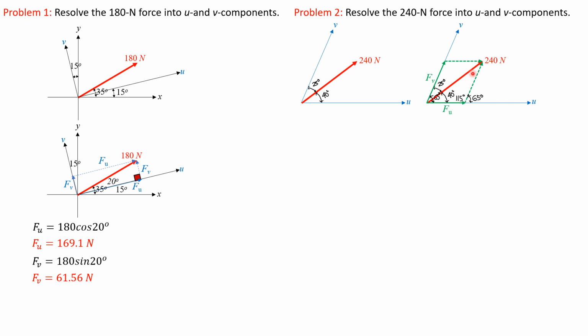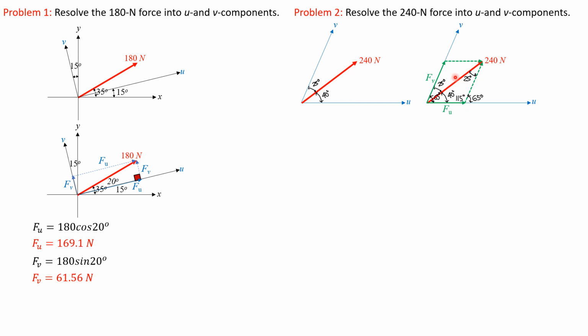Finally, the measure of this angle is equal to 25 degrees. And to check, 25 degrees plus 40 degrees is 65 degrees, plus 115 degrees is 180 degrees, which is the sum of the interior angles of a triangle.